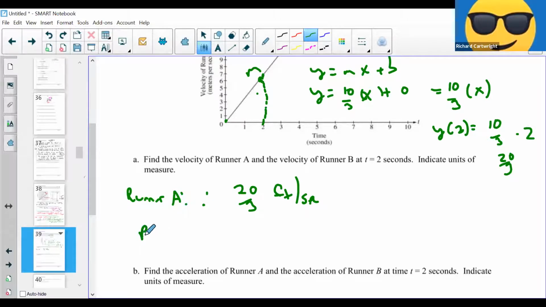Runner B though, Claudia, is when I need that equation. Runner B needs that equation for V of 2. So can you give me that equation since you were looking at it?